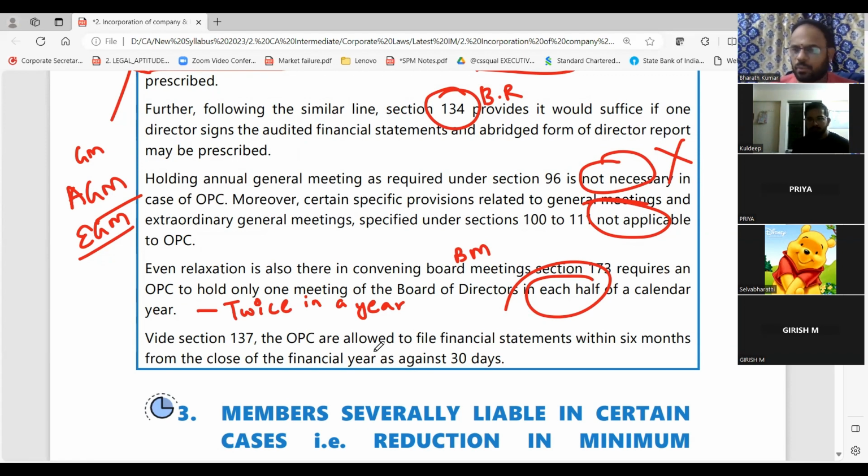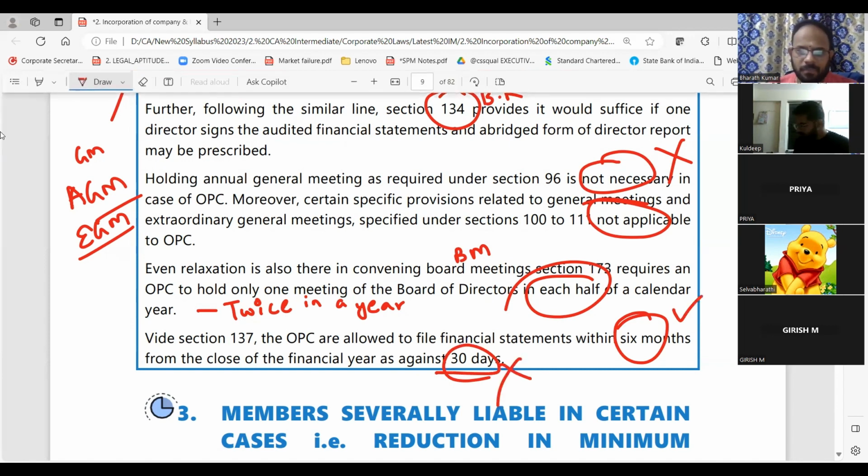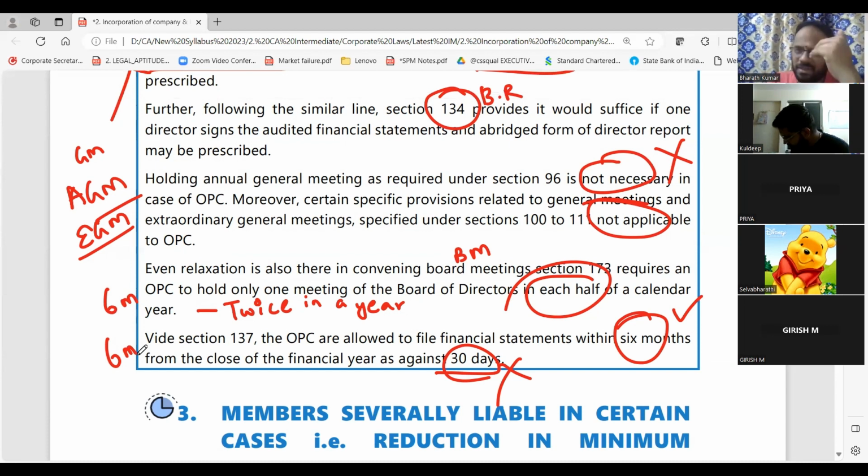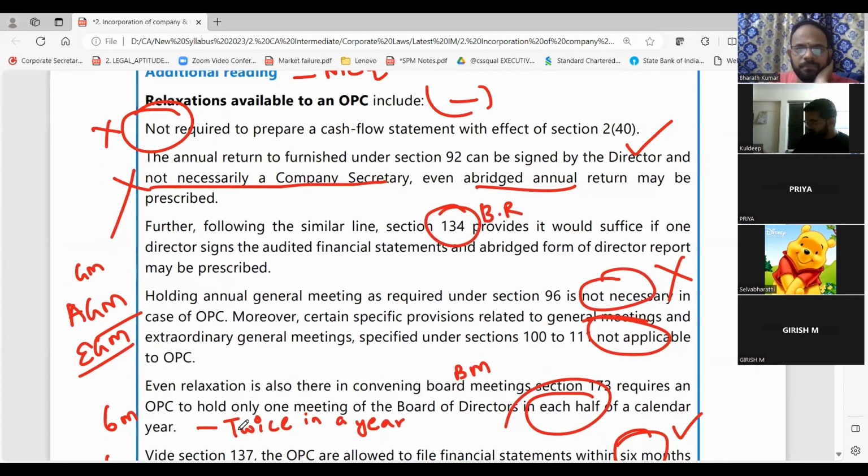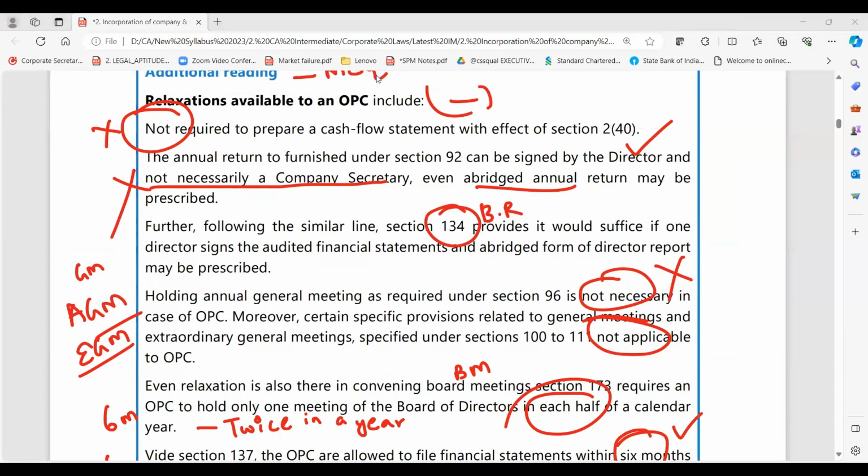Section 137, what is it? Adopted financial statements, whether or not you read them in the annual general meeting. For this, an OPC is allowed to file the financial statement within 6 months as against 30 days. 30 days is for a normal company. You have got 6 months time. Twice in a year is also 6 months. 137 also is 6 months. Or 2 times in a year you tell ROC, that is enough. That's what they are indirectly telling. Easy to understand. Can you please write this now? Relaxations mean not required to do. Write this now.